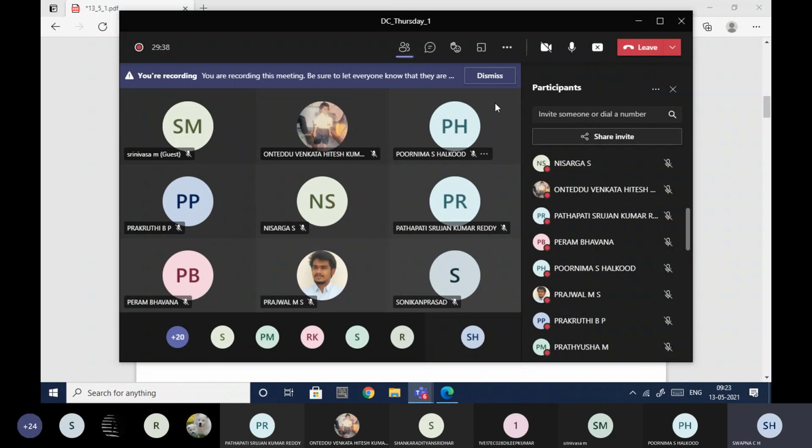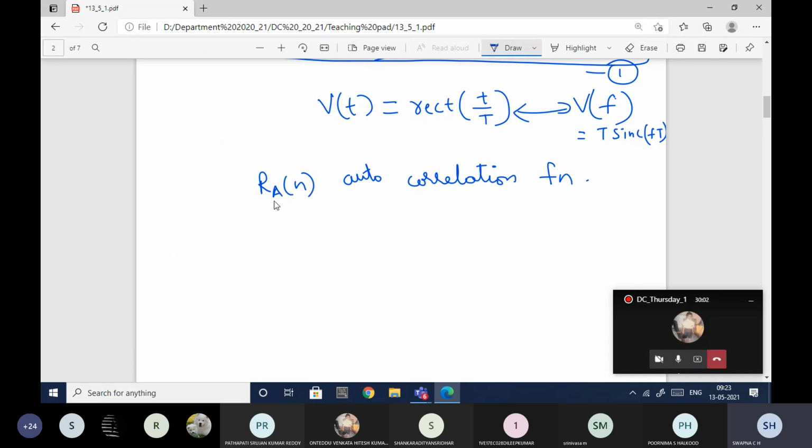So correlation means you need to compare any two things. Comparing two things is correlation. In autocorrelation, we compare two copies of the same signal, but shifted in the time domain. So a shifted version of the same signal is compared. That is autocorrelation. In cross correlation, two different signals are compared. So here Ra of n is nothing but the autocorrelation function.